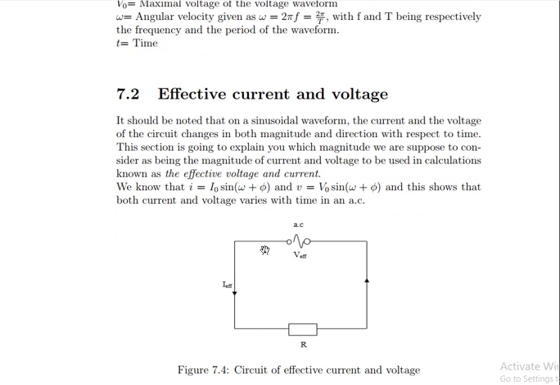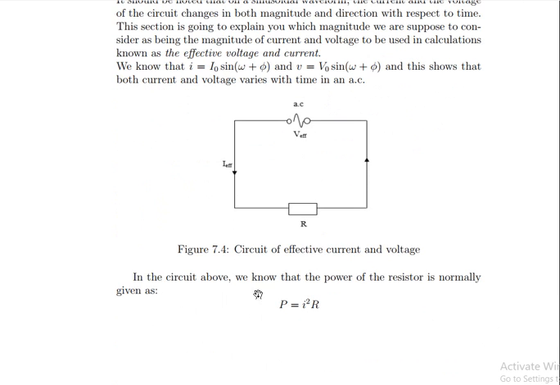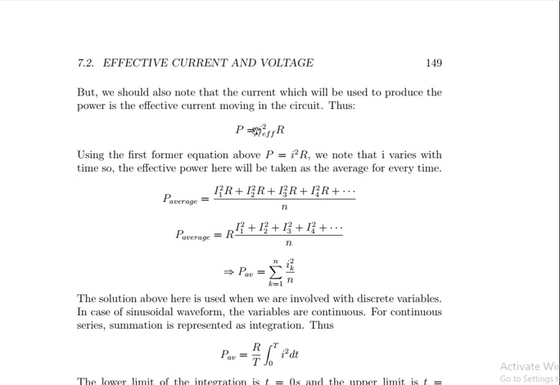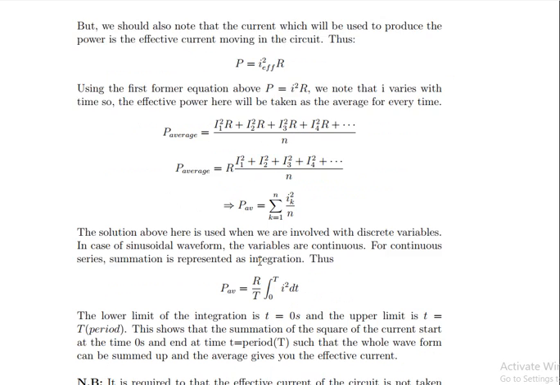In order to find the effective current, you must start from the formula P equals I squared R, where I is the effective current. So the average power is equal to I1 squared R plus I2 squared R plus so on. So the average power is equal to R times (I1 squared plus I2 squared and so on). So the average power is equal to R, the summation of k equals 1 to N of I squared k, all over N, the total number of currents inside the circuit.